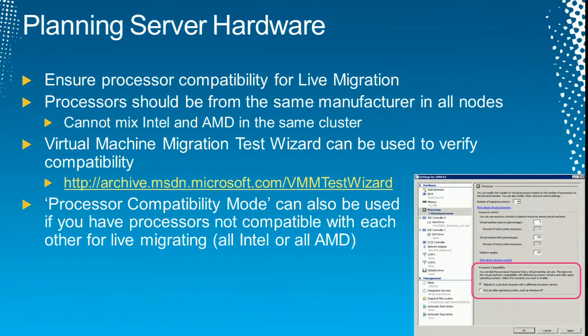But it is not a hard requirement. You can actually go and change the properties of a VM and select migrate to a physical computer using a different processor version, and it's actually going to support live migration between processors at different versions. But once again, all of them must be Intel, or all of them must be AMD.